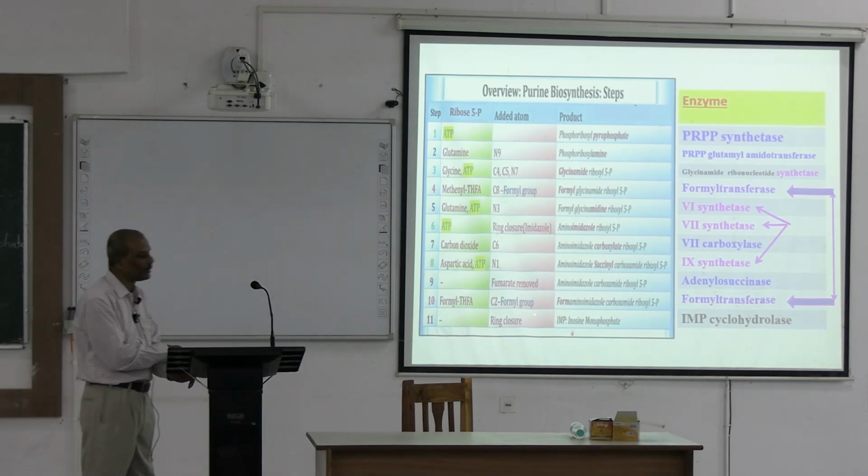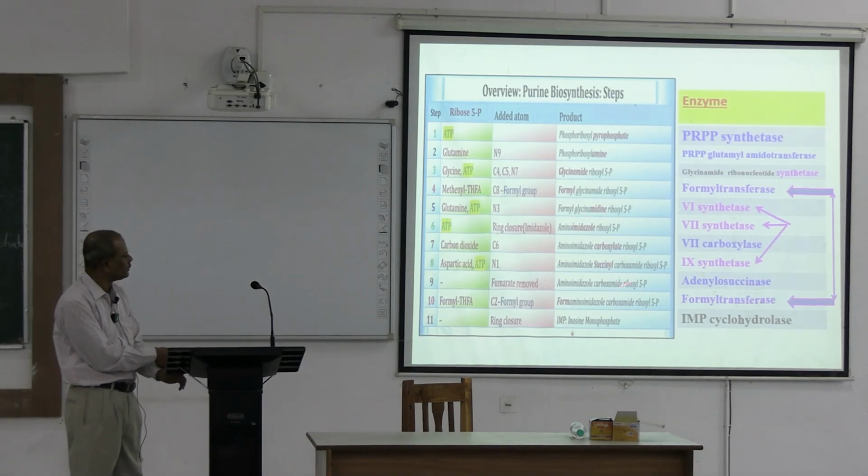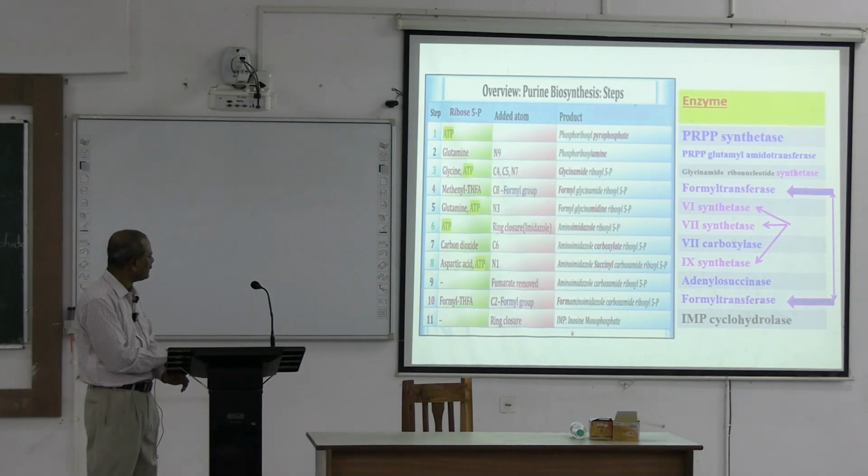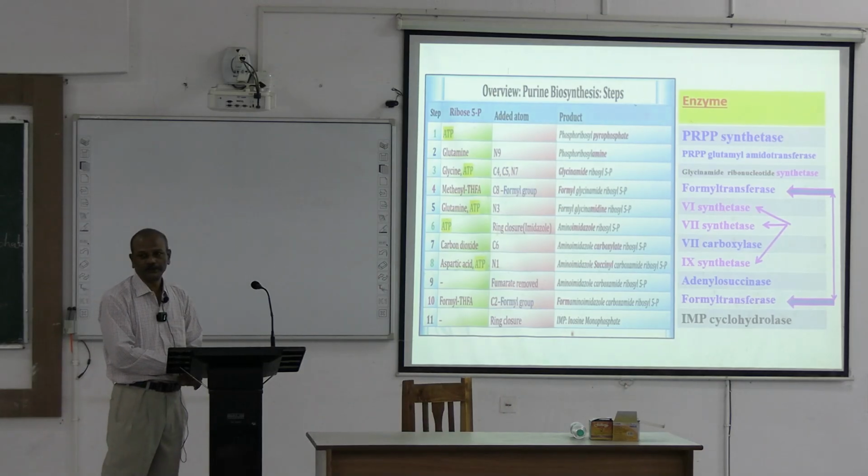Now again one formyl group is attached here. So the name, one formyl you have to attach here, formamino. And then ring closure occurs, that is IMP, inosine monophosphate.